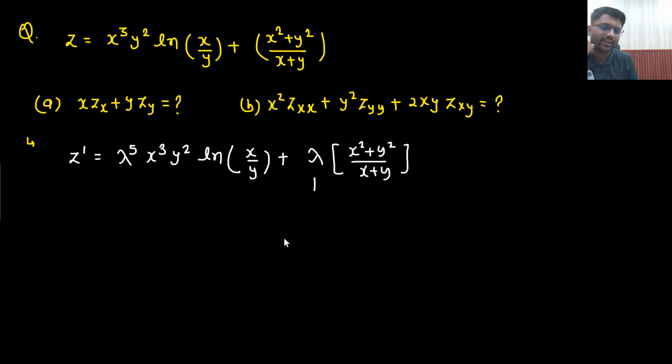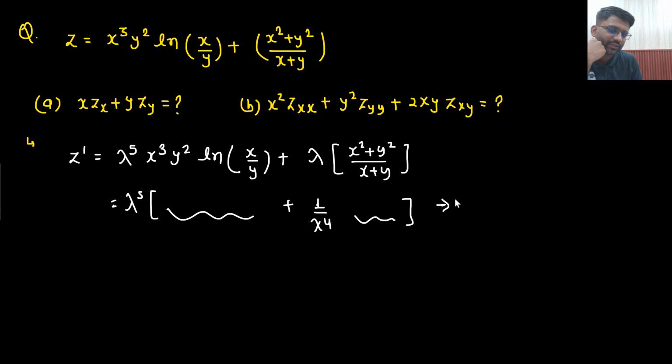Can I take lambda outside? Can I take lambda to the power 5 outside? If I try to take lambda to the power 5 outside, what I will be getting? I will be getting this form plus 1 by lambda to the power 4, and then this form. Not a homogeneous function. That means, sir, I will not be able to solve it. Z is not a homogeneous function.